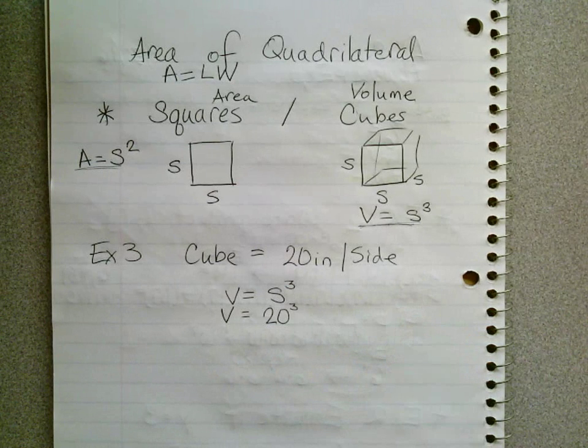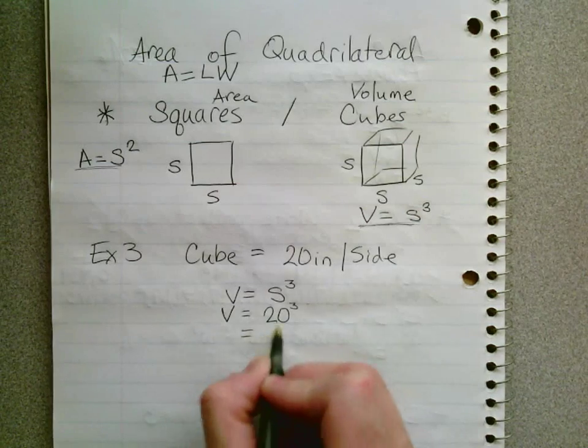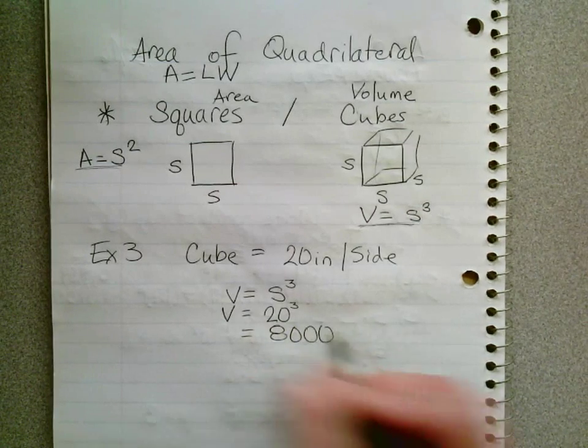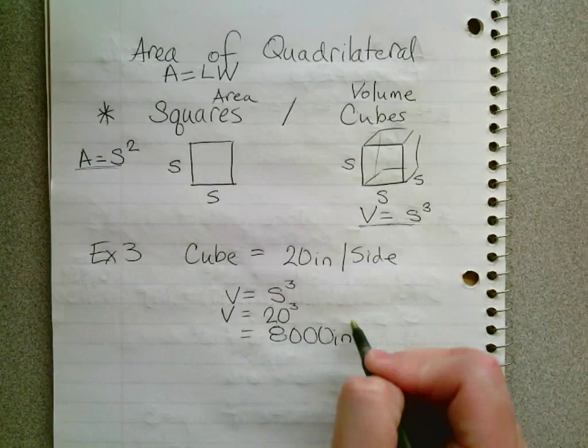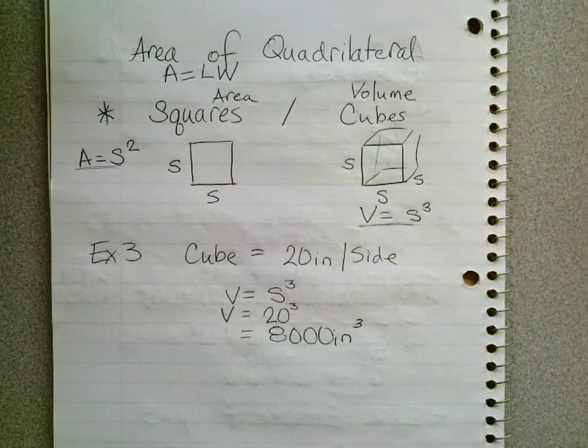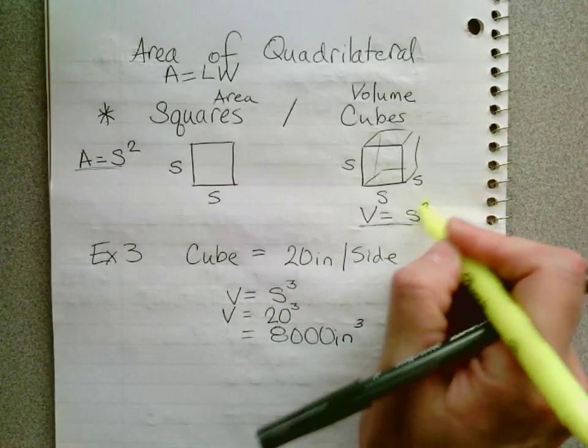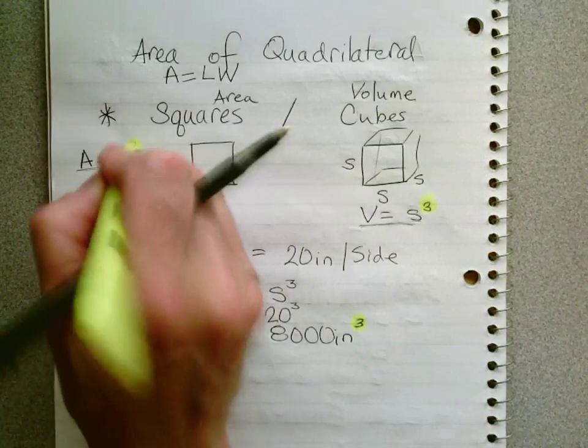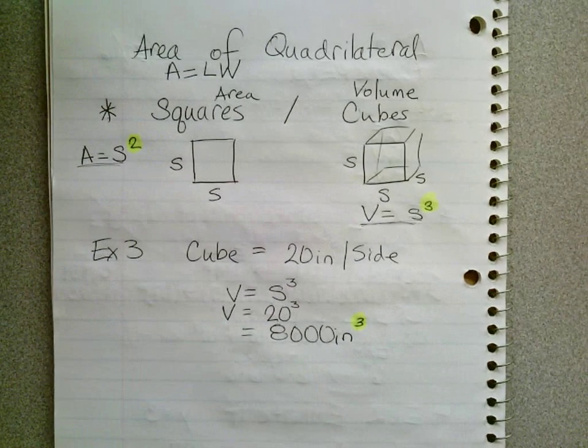Okay. I know they give you the answer. I just want to check something. It is going to be 8,000 inches cubed. Volume is always cubed. Area is always squared. Units squared, whatever the units is. All right.